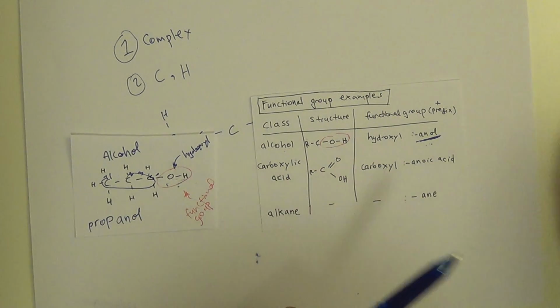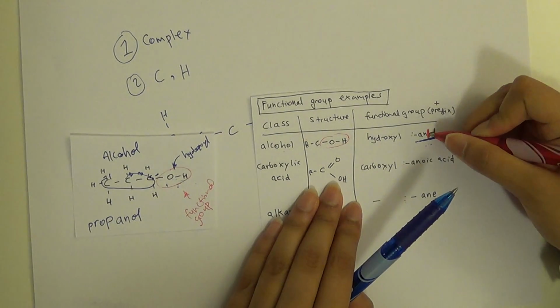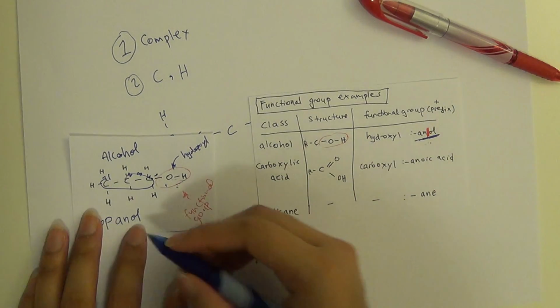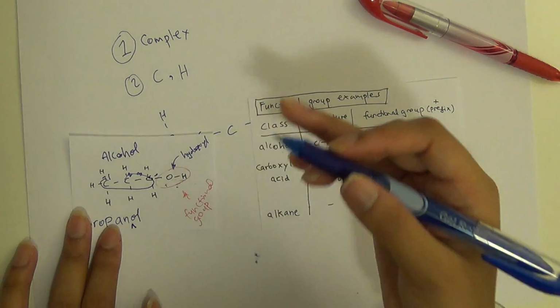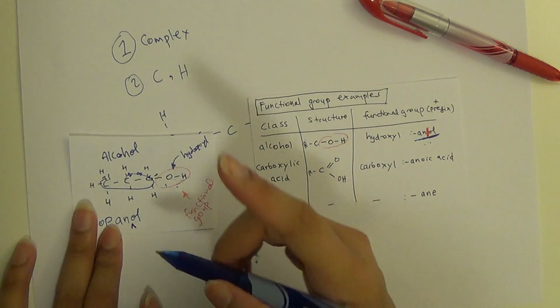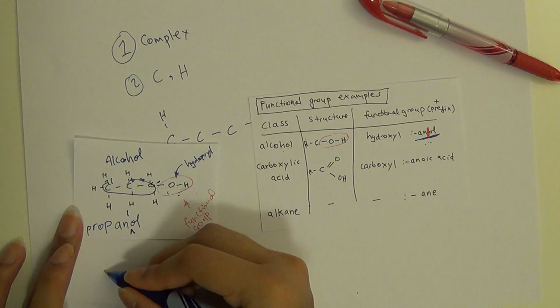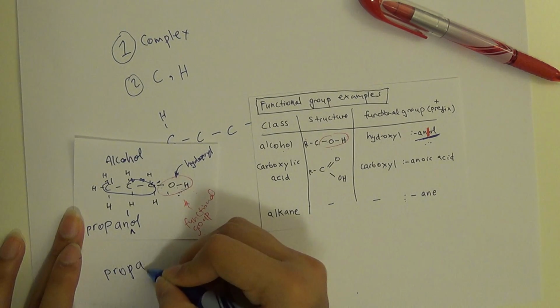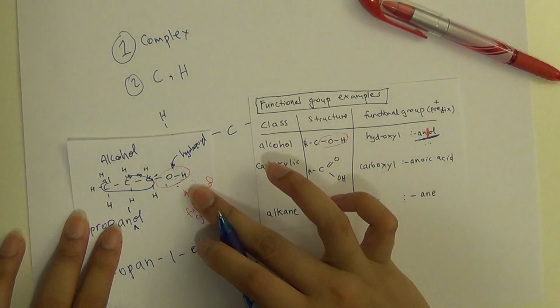Since it's bonded to the first carbon, we actually have to insert something in here between the an and the ol. So instead of propanol, we have to insert which number the carbon's bonded to, which I said was 1. So propan-1-ol. And therefore, that gives us the name propan-1-ol. And that's the name of this carbon compound.